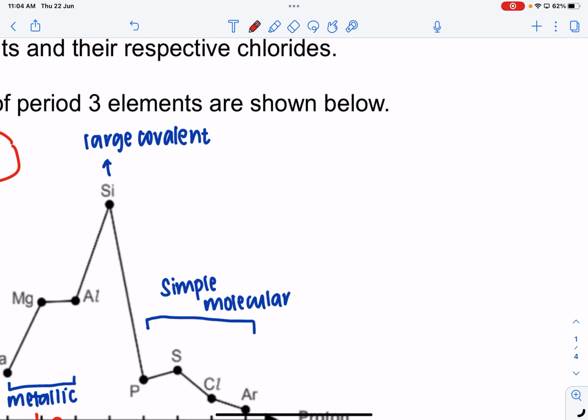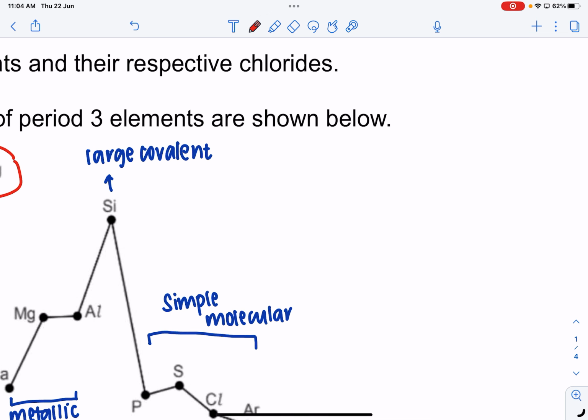Okay, so silicon is giant covalent. So this is your strong covalent bonds. In this case, since there are strong covalent bonds in a giant covalent structure, therefore a large amount of energy is required to melt your silicon. That's it. This one mark is quite easy to get because it's just your strong covalent bonds.